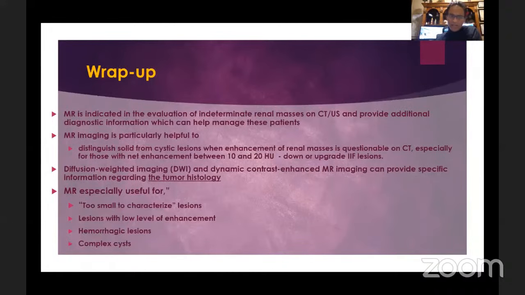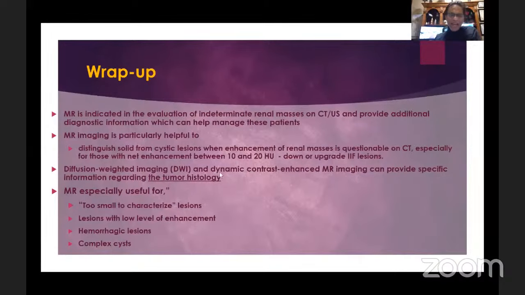MR imaging is particularly helpful in distinguishing solid from cystic lesions when enhancement of renal masses is questionable, especially for those where net enhancement on CT is between 10 and 20 Hounsfield units. So we can either upgrade or downgrade Bosniak 2F lesions so that these patients do not have to go for follow-up examination every 6 months to 1 year for 2.5 to 3 years.